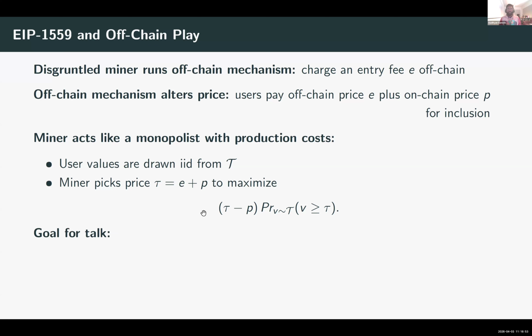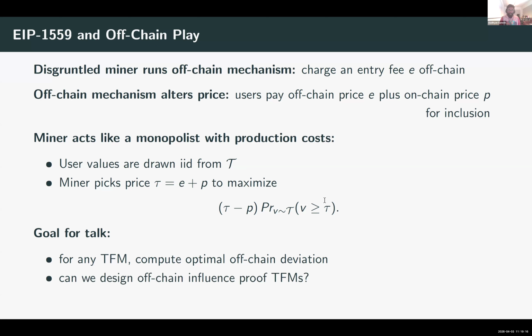So the goal for this talk is the following. Here we argued that maximizing this expression on this slide is how the miner is going to deviate off-chain in case of EIP 1559. So our talk is, for any transaction fee mechanism, we'll try to compute the optimal off-chain play for the miner. And specifically from here on, the question becomes, can we design a transaction fee mechanism such that the optimal off-chain play for the miner is to do nothing? Like whatever happens on chain is actually the miner's optimal off-chain play. We call this property off-chain influence proof.